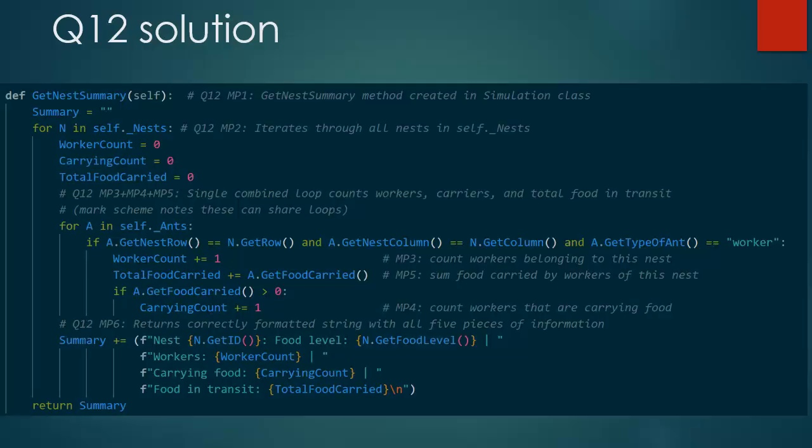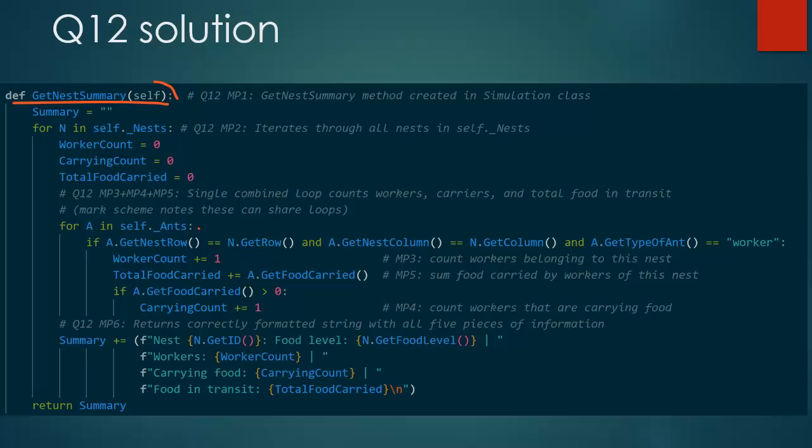Right, here's the solution. So we've created the function. Brilliant. We're then looping through the nests, which is great. Bit of initialization of variables.